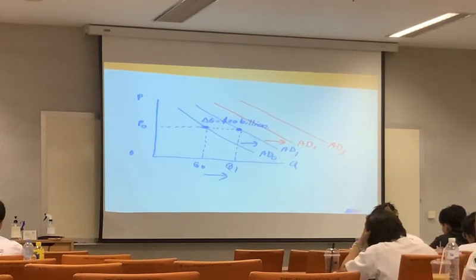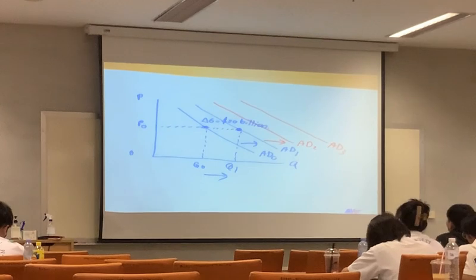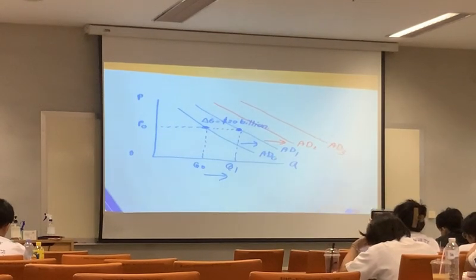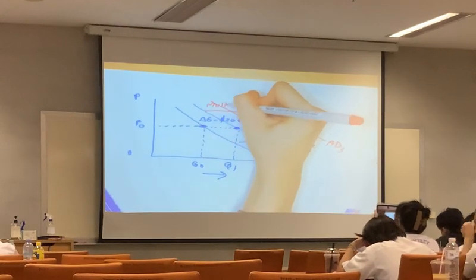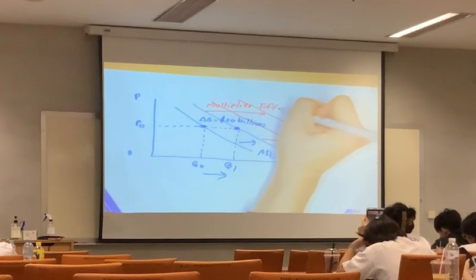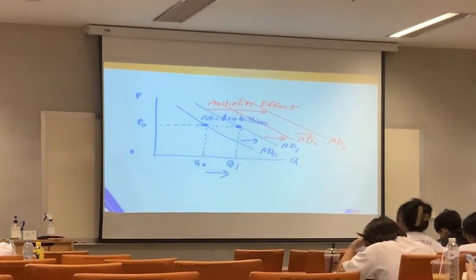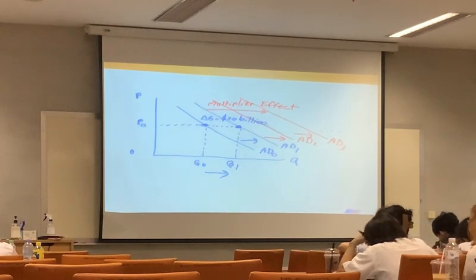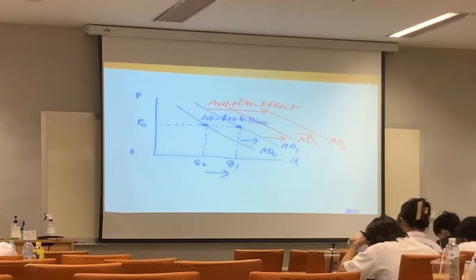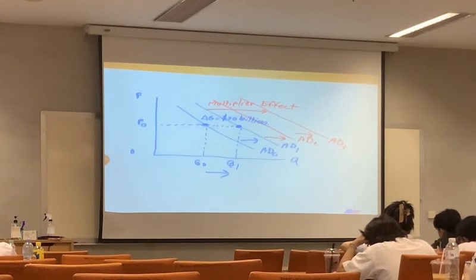There are some reasons that I shift these things about three times, but in fact it can go further. Anyway, this one is the multiplier effects. We call it the multiplier. Multiplier effects happen from AD1 to AD3.